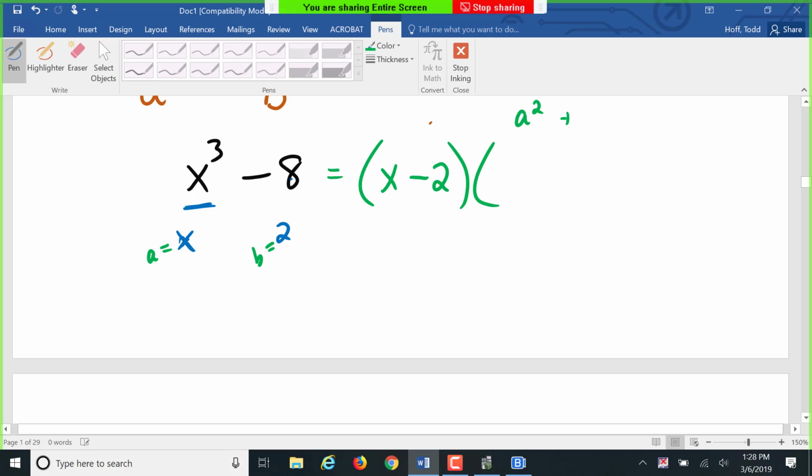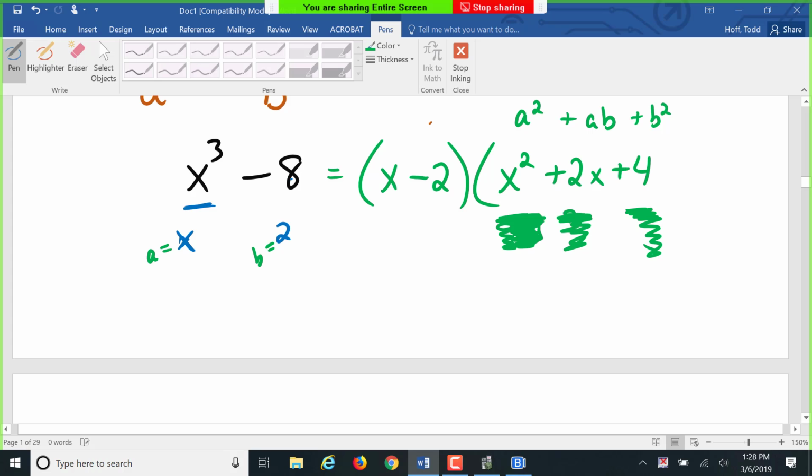Now this is going to be a squared plus ab plus b squared. So what's this first term going to be? X squared. Yeah, if a is x, then a squared is just x squared. What's our second term? 2x. Good. a times b is just x times 2, or 2x. And our final term? 4. Good. If b is 2, 2 squared is just 4.